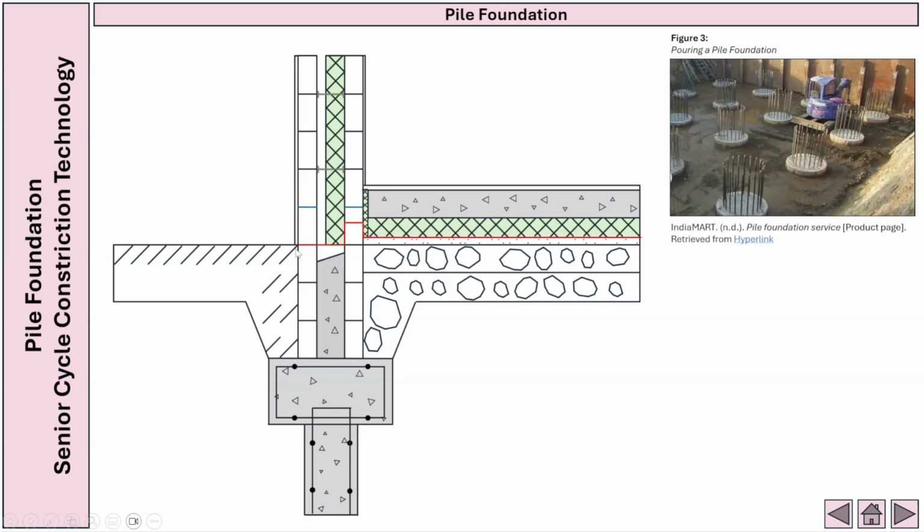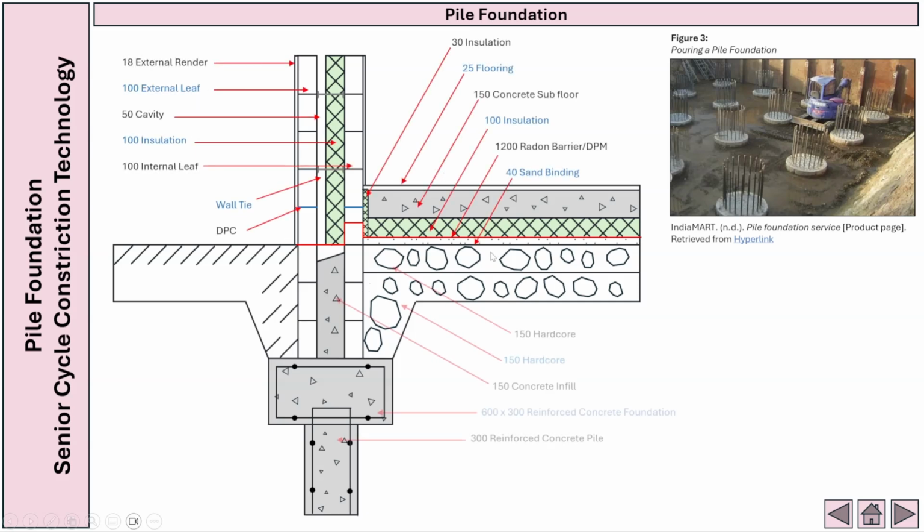Once that's done, we have got our damp-proof membrane or our radon barrier. We have also then got our damp-proof course to prevent capillary action, and we have our wall ties here to reinforce the entire wall. Once that's done, we just start labeling everything to do with the pile foundation.